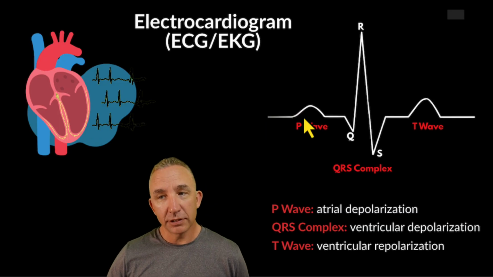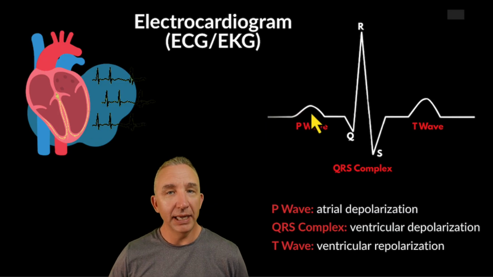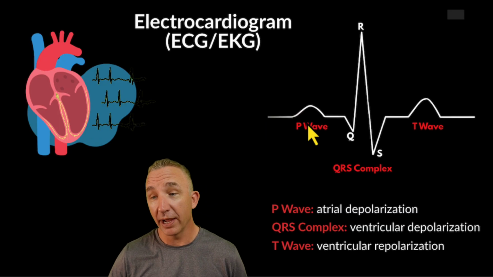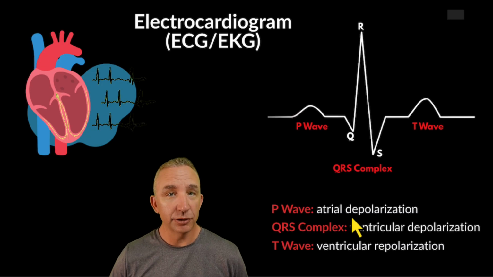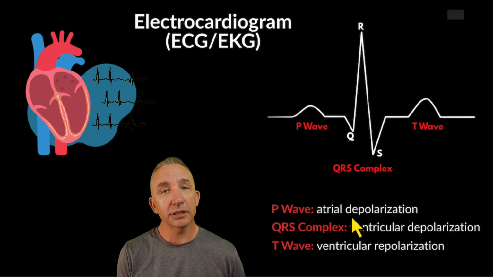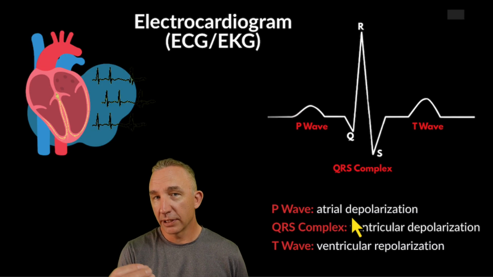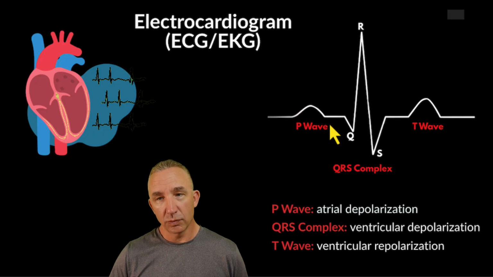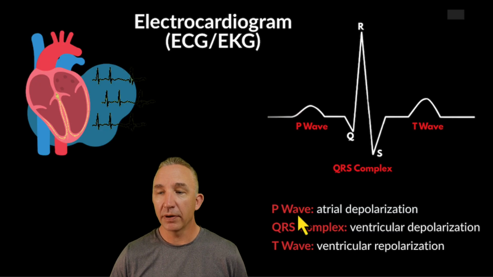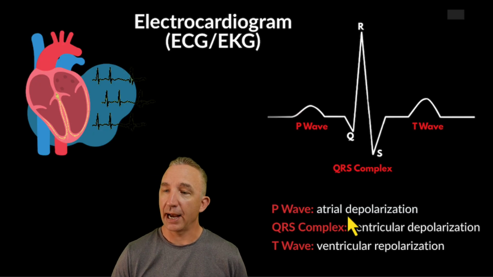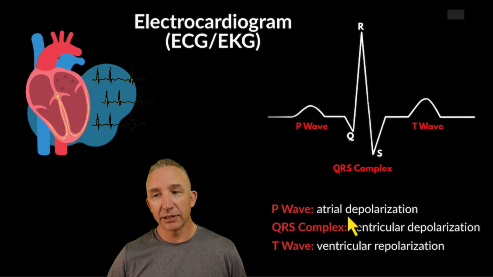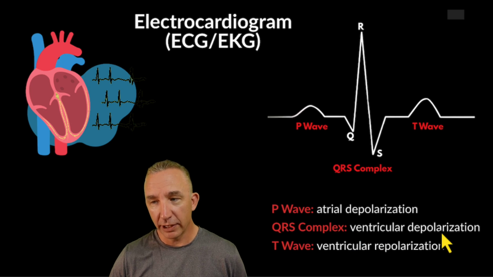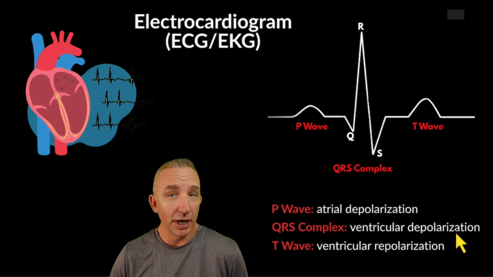So our first bump that we see is called the P wave. And that P wave is a result of atria depolarization, which means it's contracting. So the electrical impulse and the energy associated with that is giving me this wave here. So we have the P wave from the atria contracting. Once they're done contracting, they're going to relax. During relaxation of the atria, we're going to have ventricular depolarization or contraction.